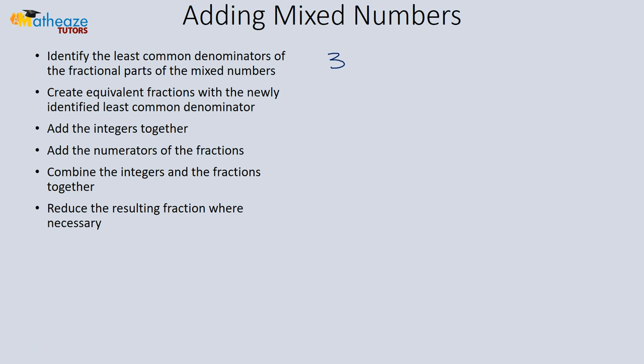So we'll start with 3 2/5 plus 4 1/5. So what we're going to do is add up the integers. So that is 3 plus 4, which gives us 7. Now we will add the fractions together. The denominator is 5 because they are common denominators, and then we have 2 plus 1, which gives us 7 3/5.